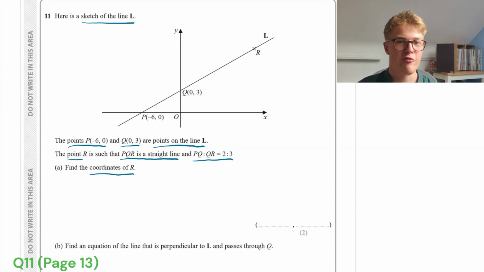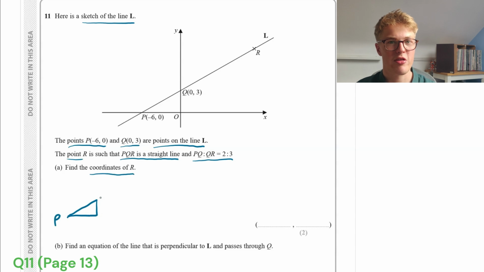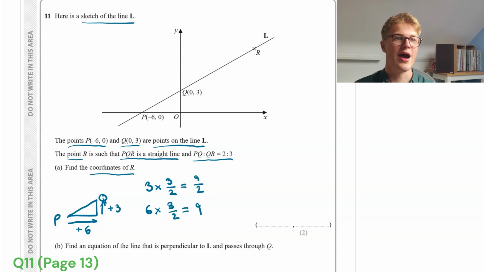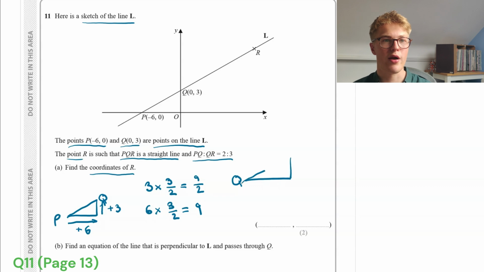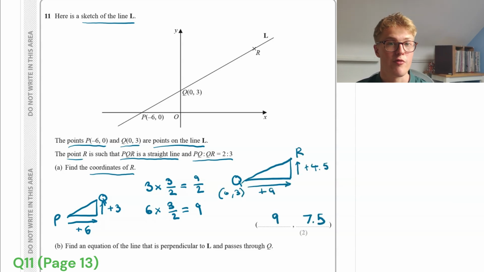So we need to look at how we get from P to Q, and we can see we go plus 6 to the right and plus 3 upwards. And then we know that the ratio of PQ to QR is 2 to 3, so the distances are going to be multiplied by 3 halves. So we do 3 times 3 halves, which is 9 halves, and 6 times 3 halves, which is 9. So to get from Q to R, we move 9 to the right and 4.5 up, and that brings us to a final point of (9, 7.5) for R.